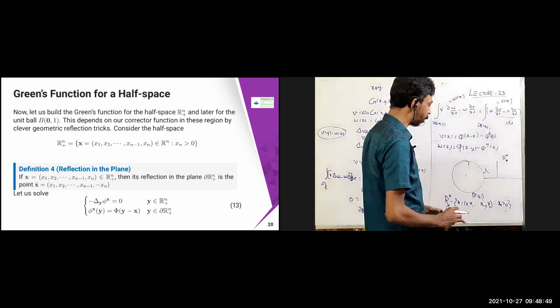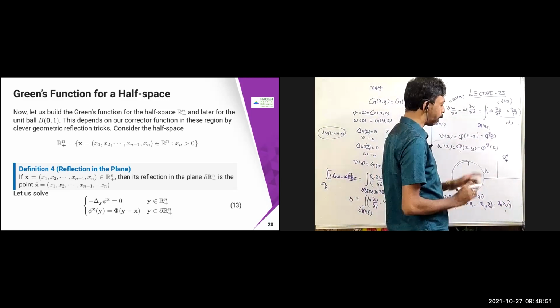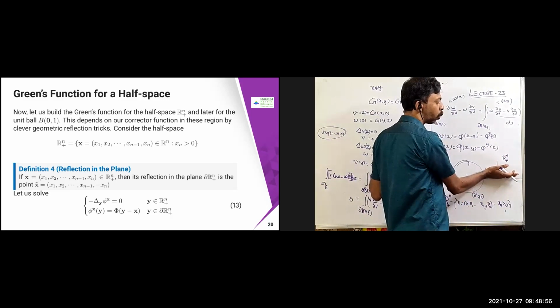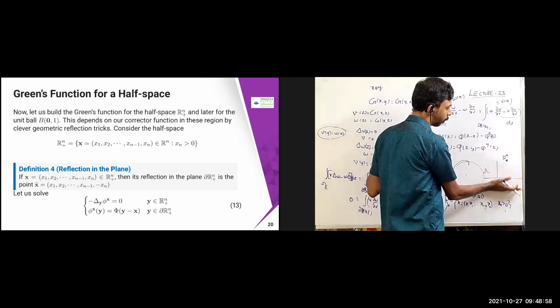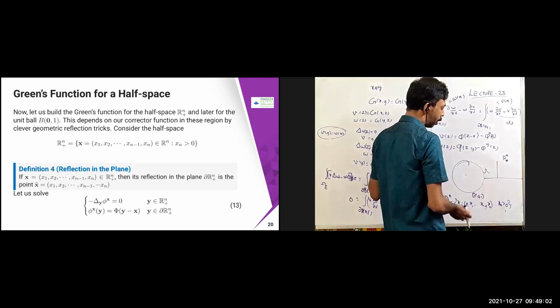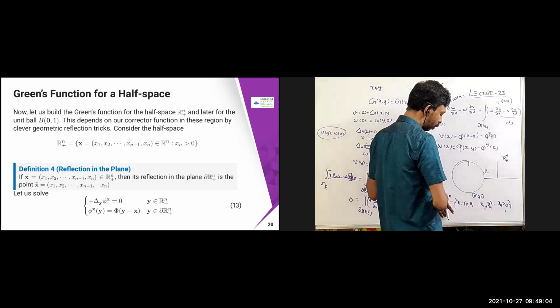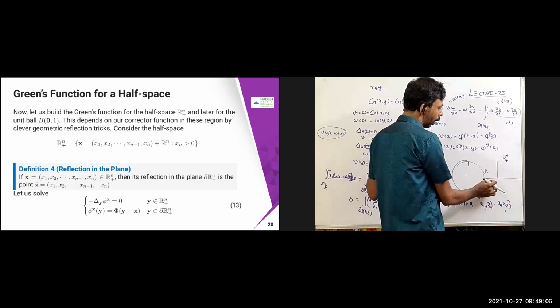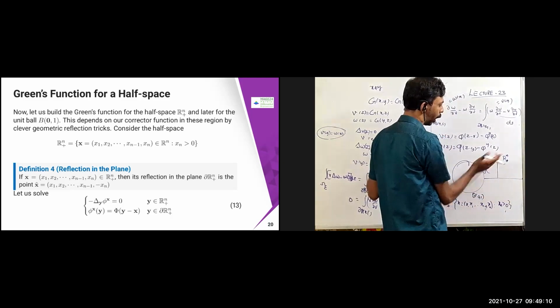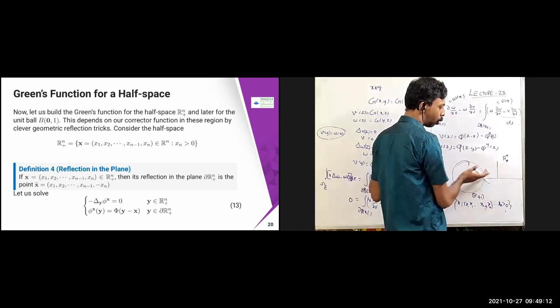In 2D, suppose I want to find the half plane. Then the half plane is nothing but the set of all (x, y) such that y is greater than or equal to 0. That means y less than 0 is omitted in that plane, in that space. Same thing for R n plus: in R square, I'm just omitting wherever y is negative. So that is going to be the half plane for the 2-dimensional case.